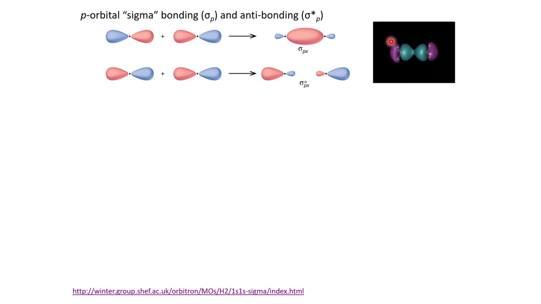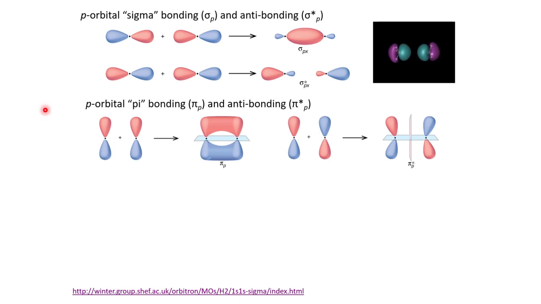Just as a caveat, this is the electron probability of finding an electron. That has not changed. That's still what the bond is. So here we have our destructive interference and our constructive interference. We have our sigma, and then we have our sigma star. For the p orbital pi bonding and anti-bonding, we have our constructive and destructive interference, and we have our pi and pi star.